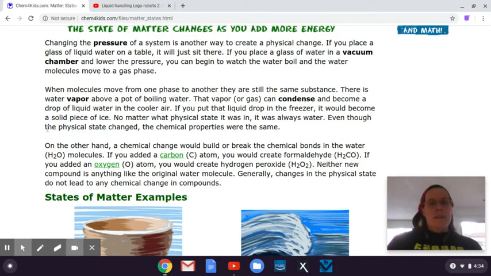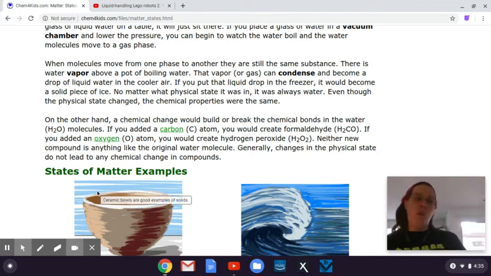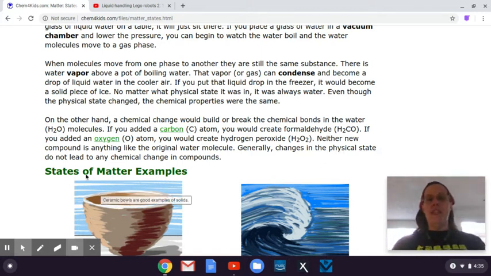All right. So, on the other hand, a chemical change would build or break the chemical bonds in water. If you added a carbon atom, you would create formaldehyde. If you added oxygen, you would create hydrogen peroxide. Neither new compound is anything like the original water molecule. Generally, changes in the physical state do not lead to any chemical changes.